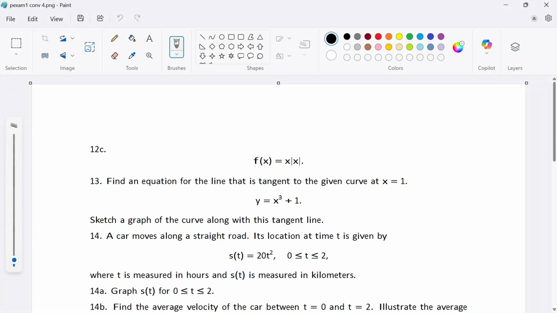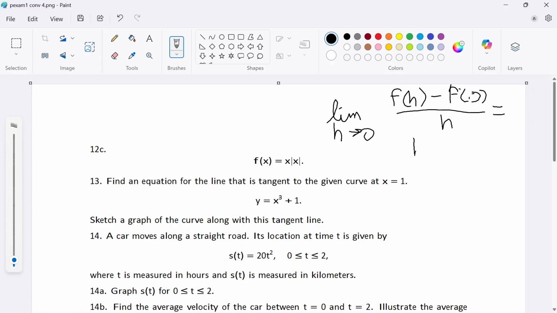So for something to be differentiable at the point x equals 0, the limit, as h approaches 0, has to be f of h minus f of 0 divided by h. So f of h here, I'm just putting in h for x. h times absolute value h minus f of 0. 0 times absolute value of 0 is 0, divided by h. So this 0 just goes away.